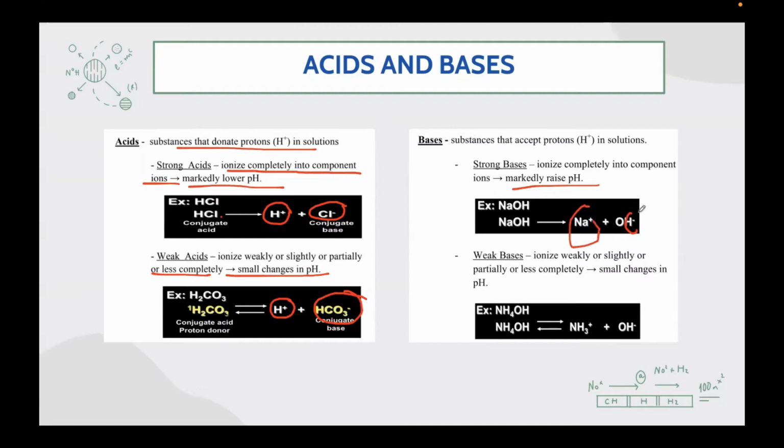Next, weak bases naman, they ionize weakly or slightly or partially or less completely. You can observe small changes in your pH. Example natin dyan ng ating mga weak bases are your ammonium hydroxide. Okay? Nung nadagdagan ng water, hindi sila nag-dissociate completely. NH3 lang and then OH lang. Okay? Ito po ang ating mga acids and bases that are significant in our body as well.